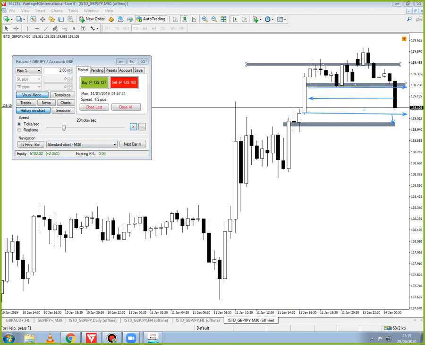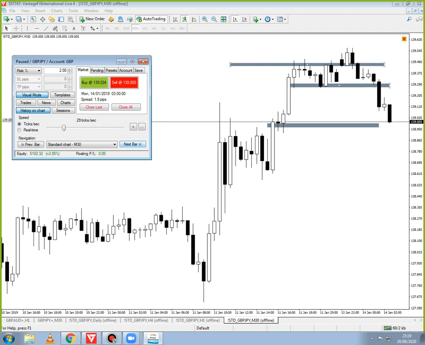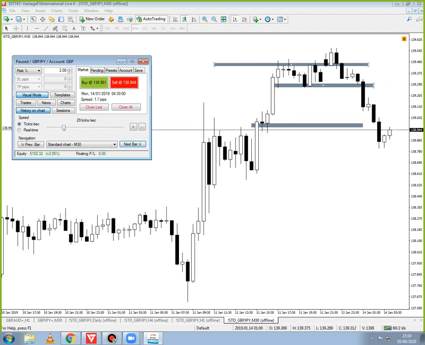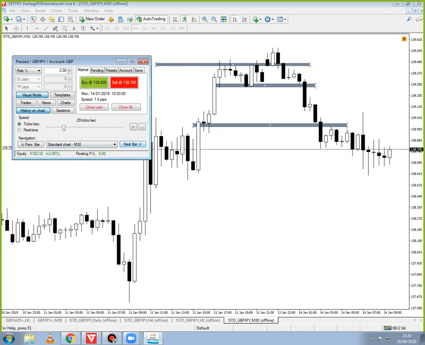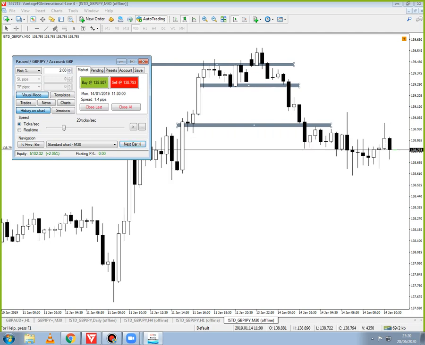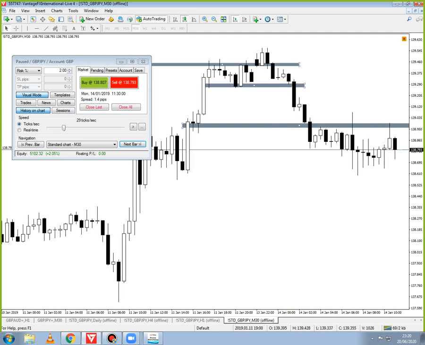Let's go ahead and erase that. Oh, push further down. Yeah, so we tapped into that support area there. Actually broke that support. So yeah, let's go ahead and skip to the New York session. Cool. So New York session.